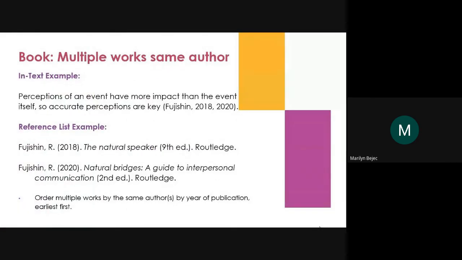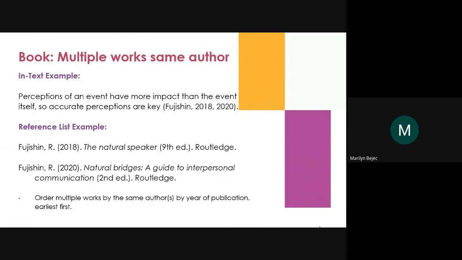For books with multiple works of the same author, you have here the sample. You have the direct quotation and the author's name, comma, followed by two copyright years, 2018 and 2020, because he has published two books.